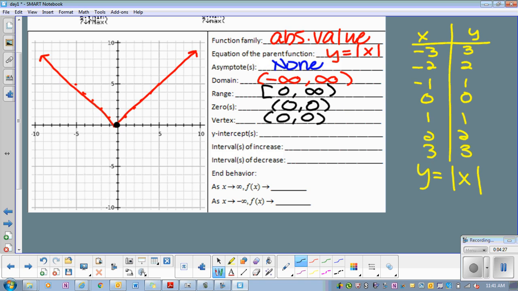What is the y-intercept? Is there one? Where does this graph cross through the y-axis? Right here, right? At 0, 0.